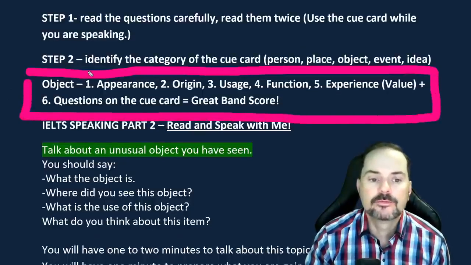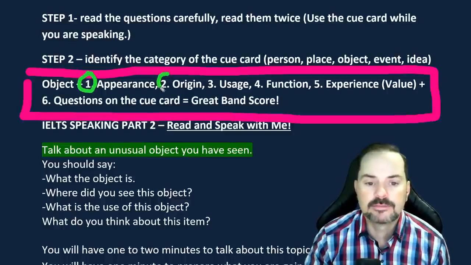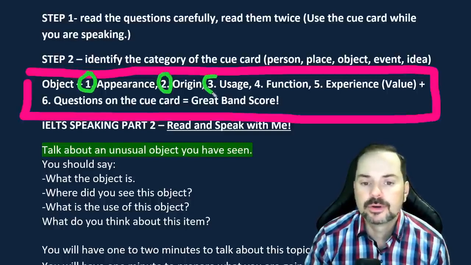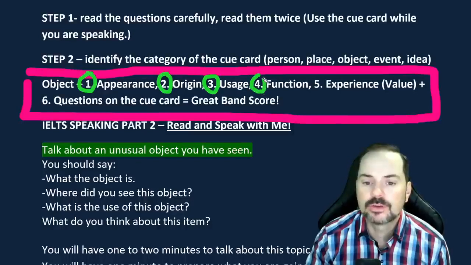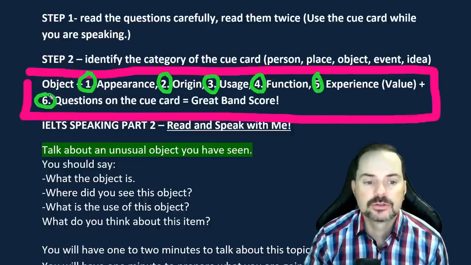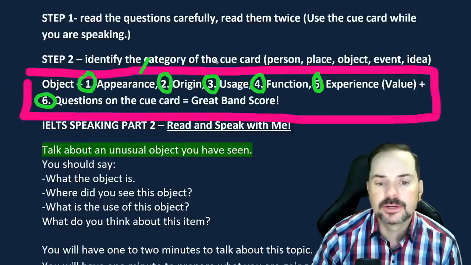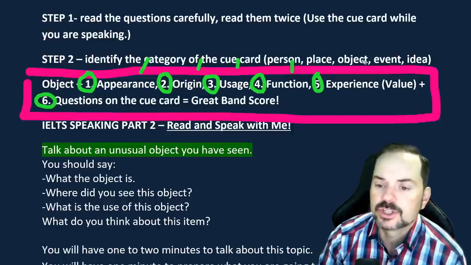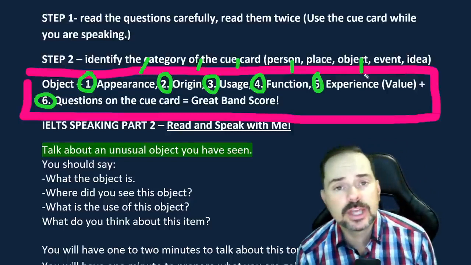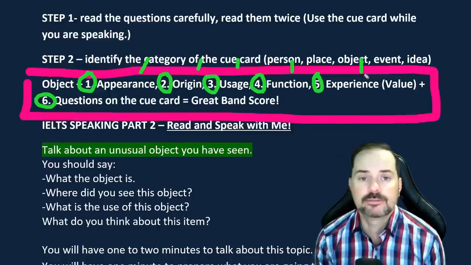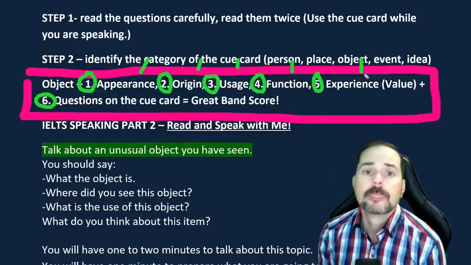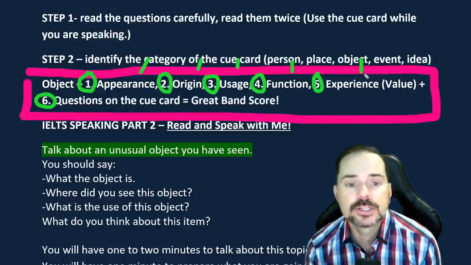All right, so first you have the appearance. Then second, you have the origin. Third, you have its usage. Fourth, you have the function. Fifth, you have the experience and value. And sixth, you're also looking at the questions. Now, keep in mind too, students, that when you talk about the appearance and the origin and the usage and the function and your experience, you usually end up answering most, if not all, of the questions on the cue card, because the cue card focuses on these, right?